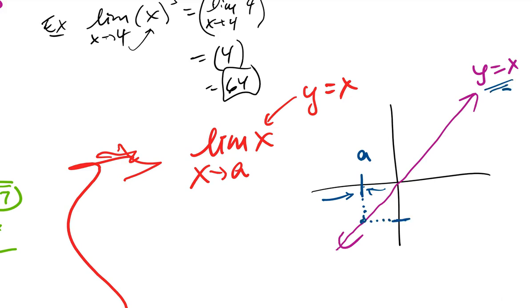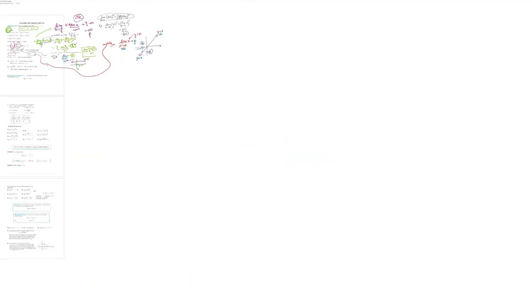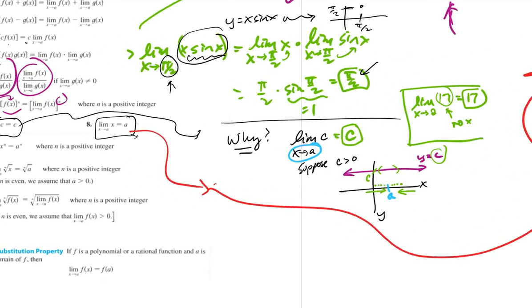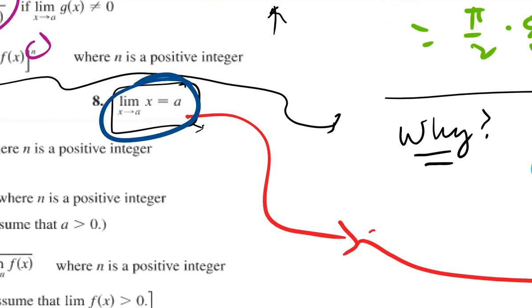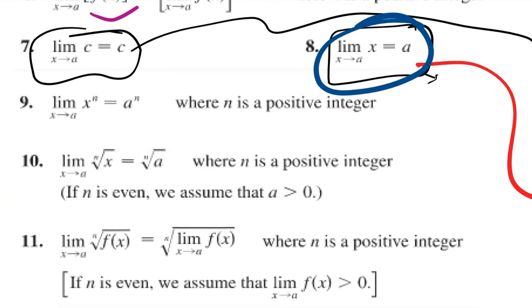Well, if this is y equals x, and x is marching toward a, then this must be a also, because this is the line y equals x. So whatever x is, this is the x-axis, whatever x is, y is. All right? So you can just plug this in, and you just get a. And that's why the limit as x goes to a of x is just a. All right. So I think this one's pretty self-evident.